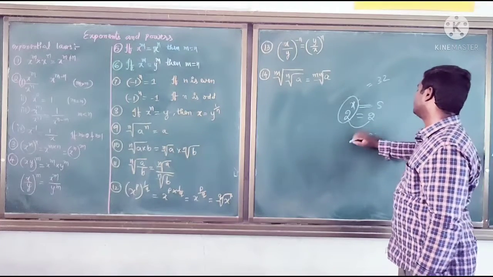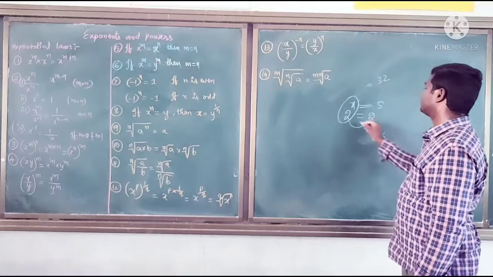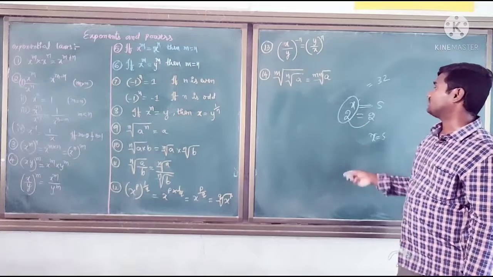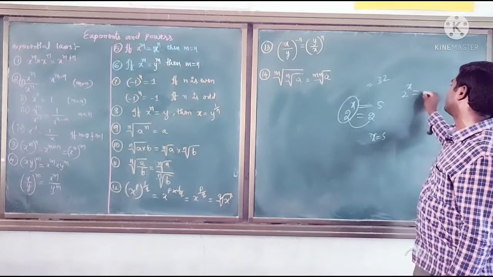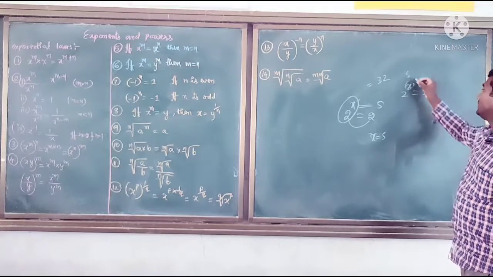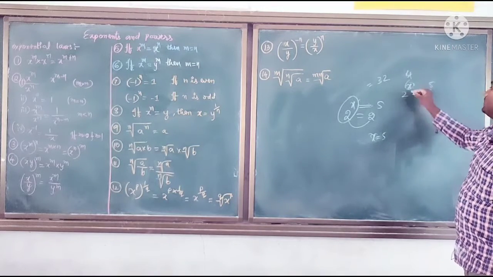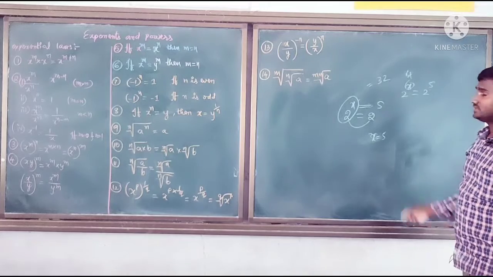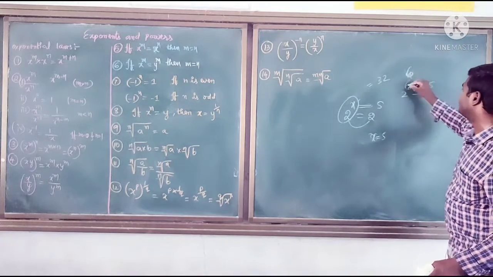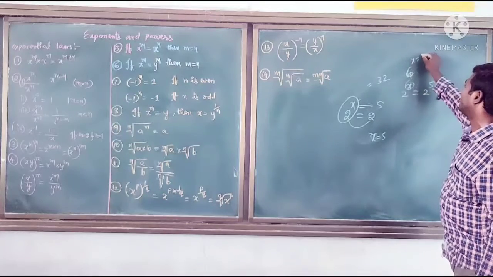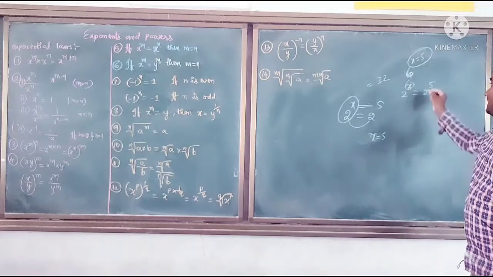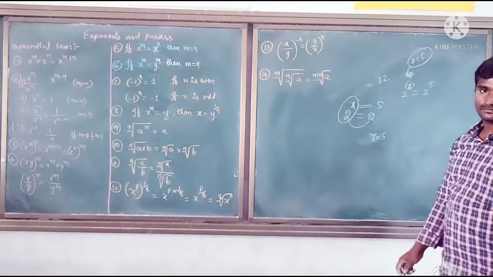So x is equal to 5. Then only these two numbers become equal. When these two numbers are equal, 2 power x is equal to 2 power 5, it means if x is equal to 5 only, then these two numbers are equal. If we take x is equal to 4, 2 power 4 is not equal to 2 power 5. If you take 2 power 6, 2 power 6 is not equal to 2 power 5. At x is equal to 5 only, it can satisfy the given condition. We can make these two numbers equal.